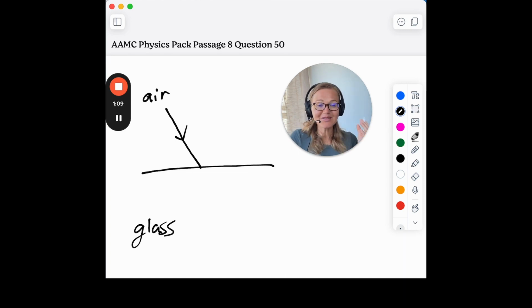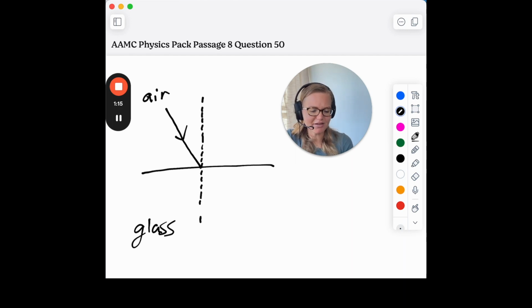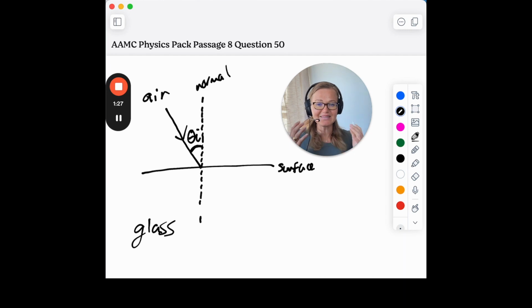Well, remember with any of these Snell's law problems, we always want to draw our normal, which is just going to be a dotted line that's perpendicular to our surface here. So this is our normal line. And notice we have an angle theta here, which we're going to call theta I, which is the incident angle, the angle that the light ray is hitting that transition between mediums at.